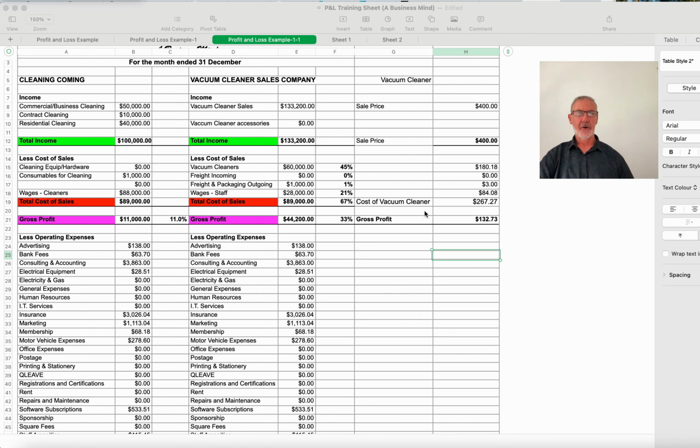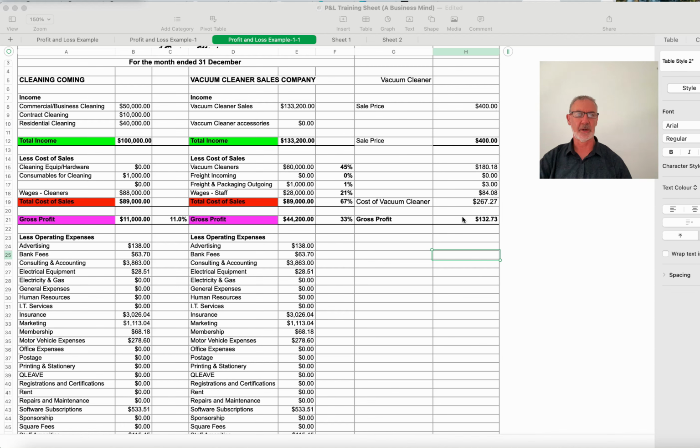And you'll find here, if we break it down to the individual item, your vacuum cleaner still costs, with all associated costs, $267.27 per unit. Instead of $33 gross profit, the difference between this 400, which used to be 300, and the 267 is $132.73 gross profit. So $132.73 is what you make for every $400 vacuum cleaner you sell.